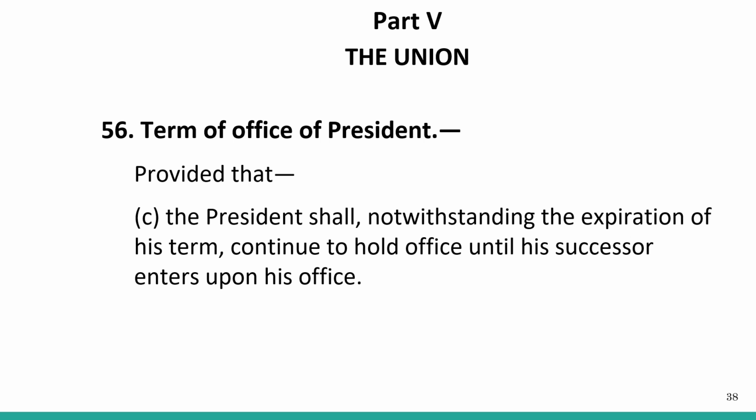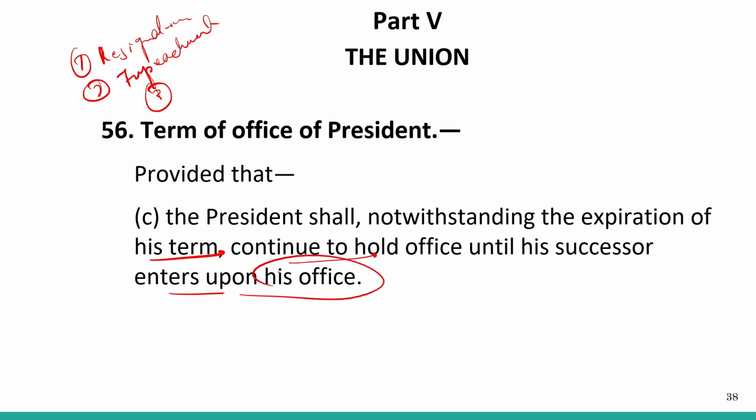The third one is the president. Okay, so what we have understood is that the first one is resignation. The second one is impeachment. The third one is expiration of his term, and he continues to hold office until his successor enters upon his office. Extension till the successor is there.